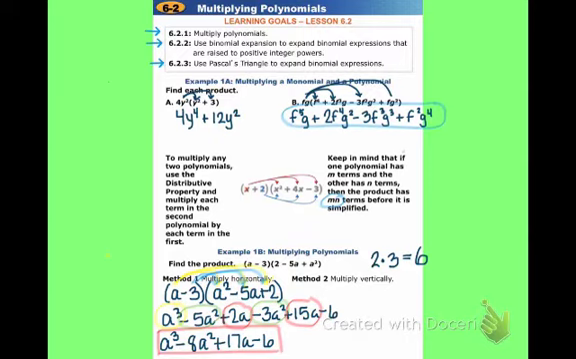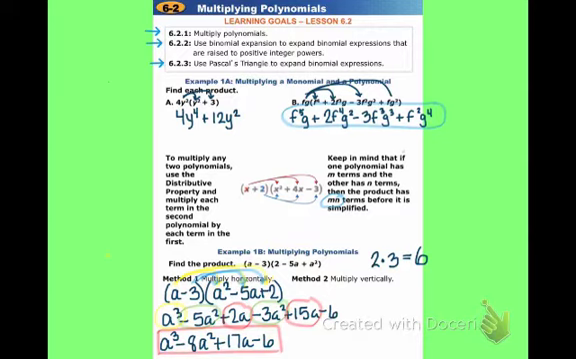Now that really is my preferred way to multiply polynomials, but there are schools of thought out there that some people do well with a vertical method, and so I want to show you that one as well. You don't have to do it this way. I'm just going to show you so that if this appeals to you, you could use this method.